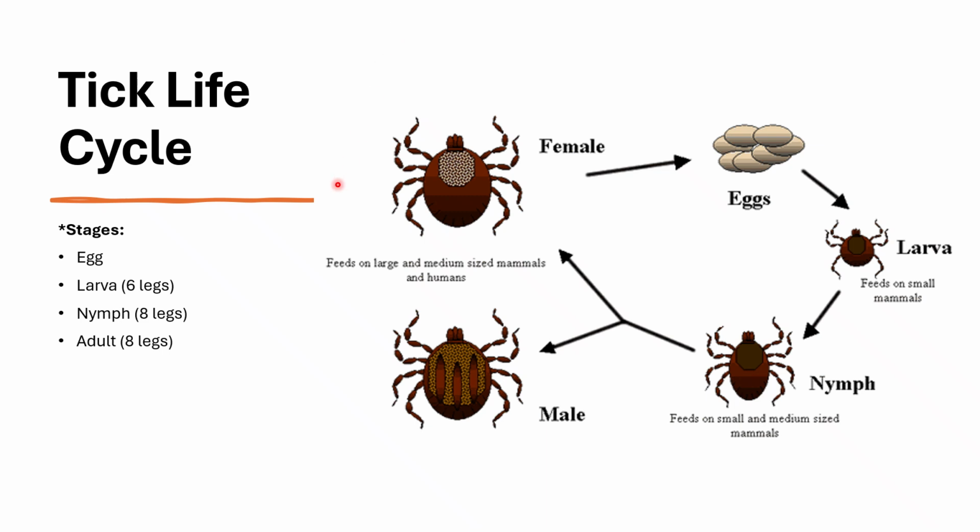The key life stages of ticks include the egg, the larva, the nymph, and the adult. For the larva, they have six legs or three pairs of legs. For the nymph, they have eight legs, and for the adults, they have eight legs. For the three host ticks, the larva usually feeds on small mammals. The nymph usually feeds on small and medium-sized mammals, and the adult ticks usually feed on large and medium-sized mammals and humans.